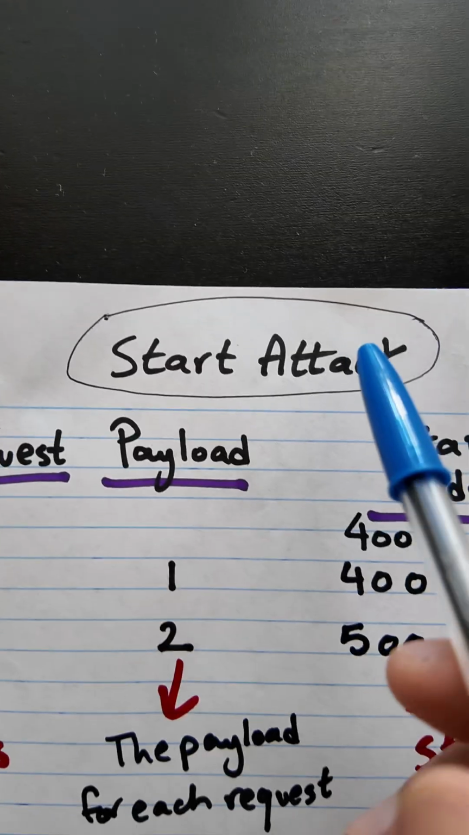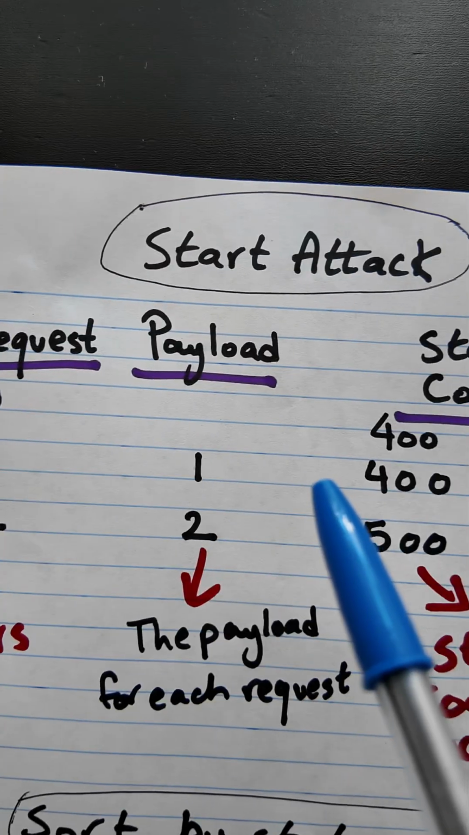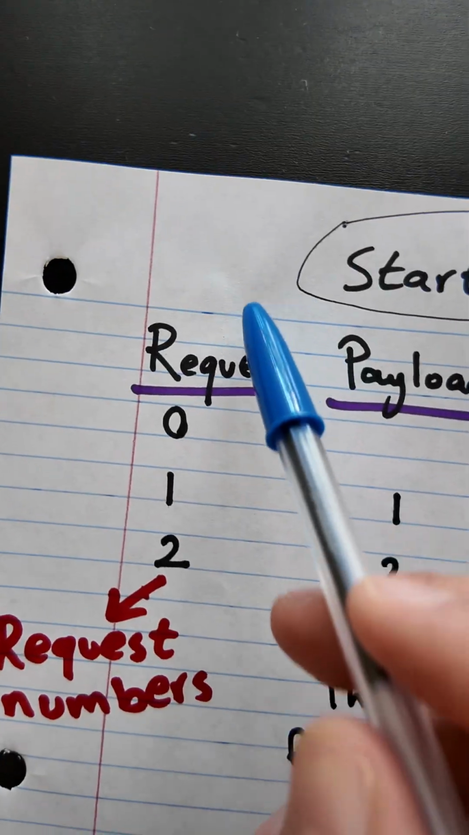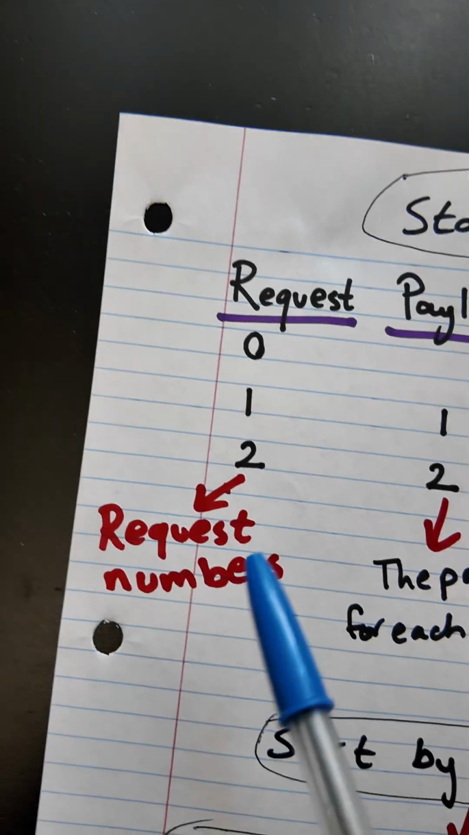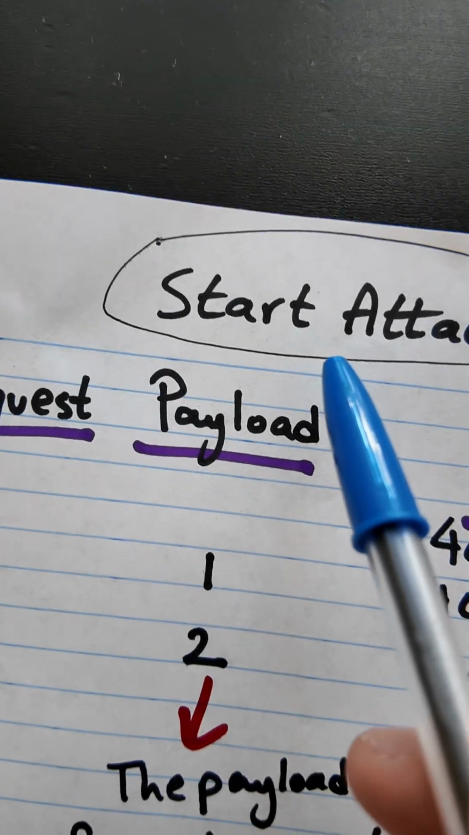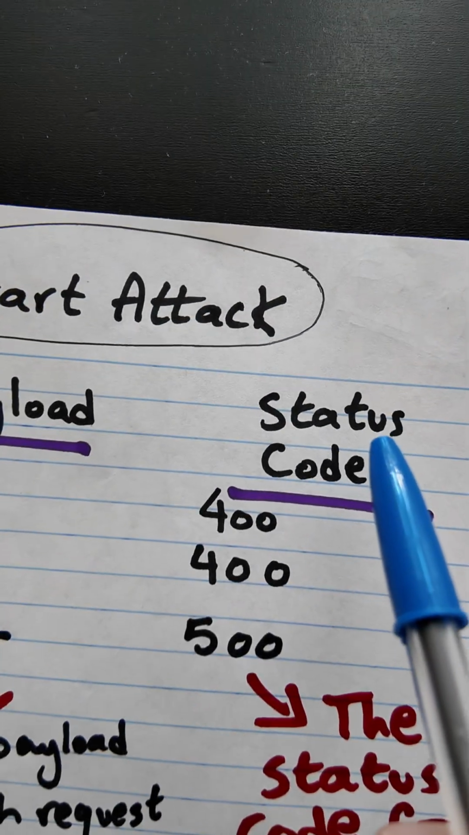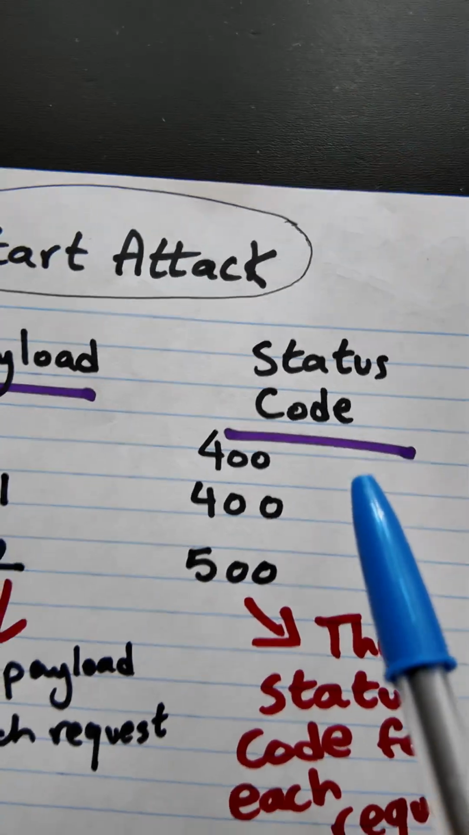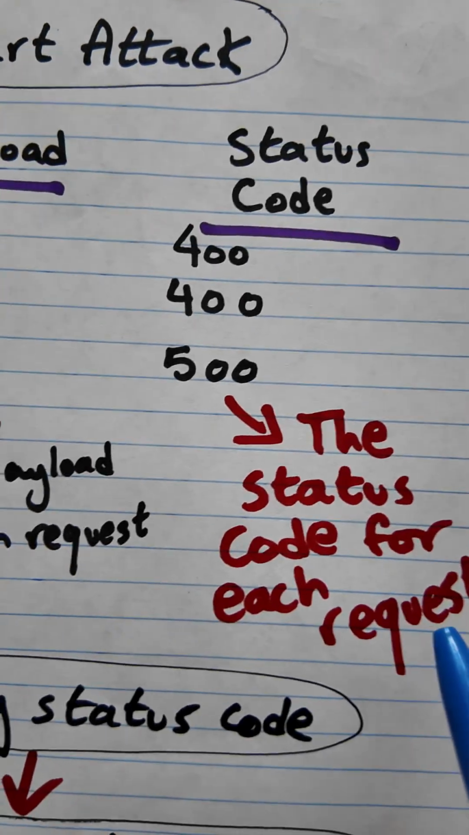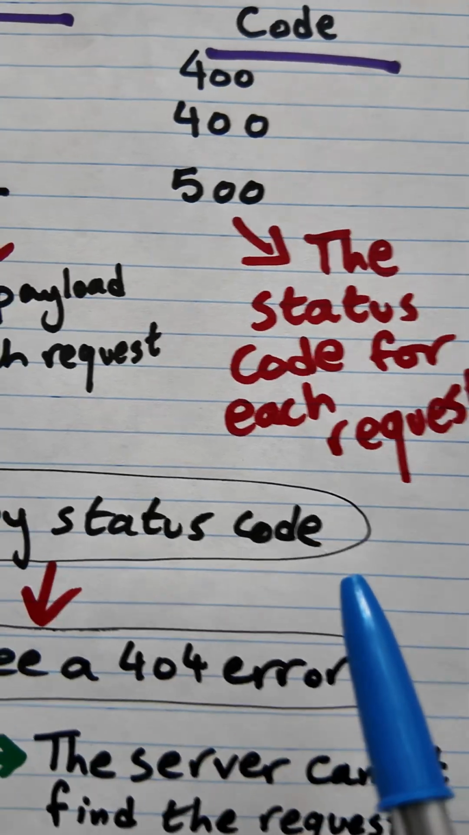We click start attack. We have a table with multiple columns. Here we have a request column which shows request numbers. Then we have a payload column which shows the payload for each request. And we have a status code column which shows the status code for each request. We sort by status code.